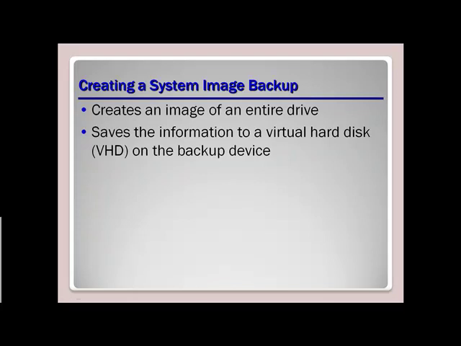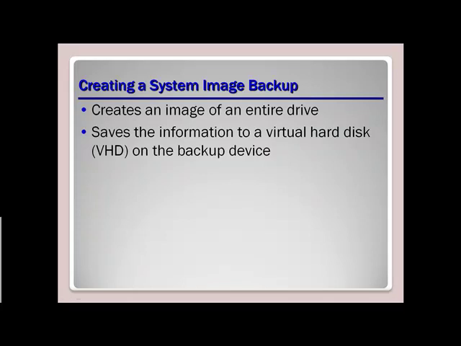Now, in order to perform a system image backup, you will probably have to go into the System and Security Backup and Restore panel once again, but this time you're going to create a system image. And when you do that, it's going to ask you, where do you want to save this backup? And once you select the destination options and the device you want to save the backup to, you click Next, you confirm the backup settings, and you start the backup job.